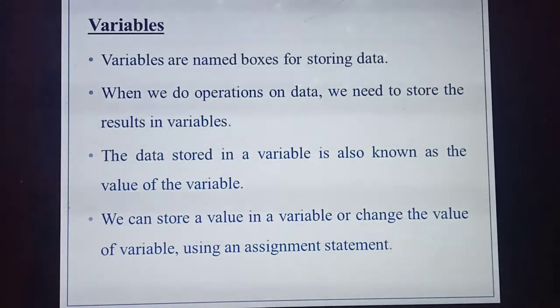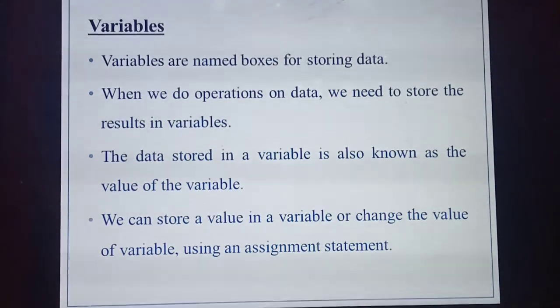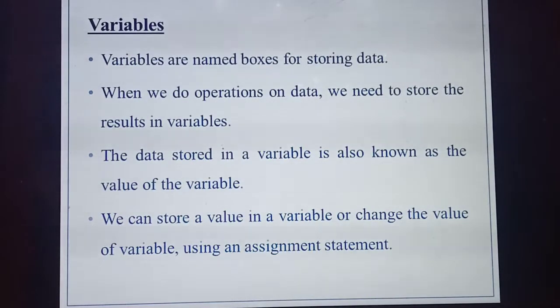So A equal to 5 means, in normal terms, the value of A is 5. B equal to 10 means the value of B is 10. So these are the named boxes, A and B. The variables you are using are called what? Named boxes. A and B are named boxes for storing data. The values 5 and 10 are stored in which variables?